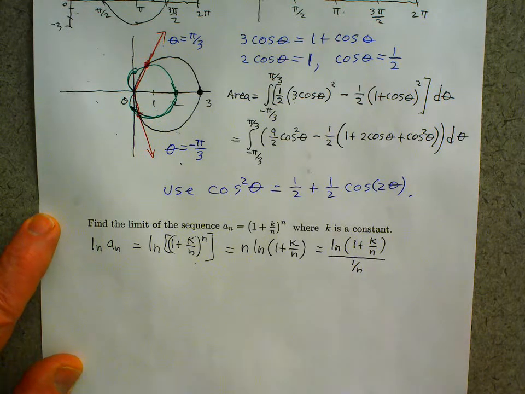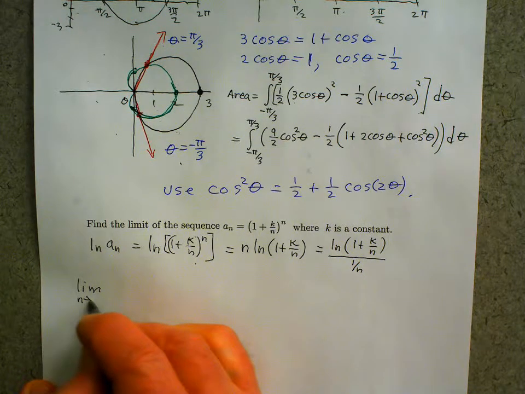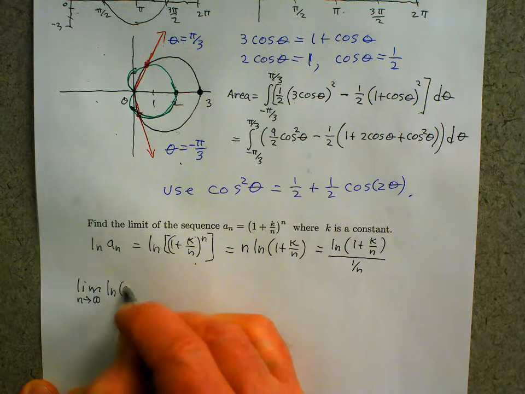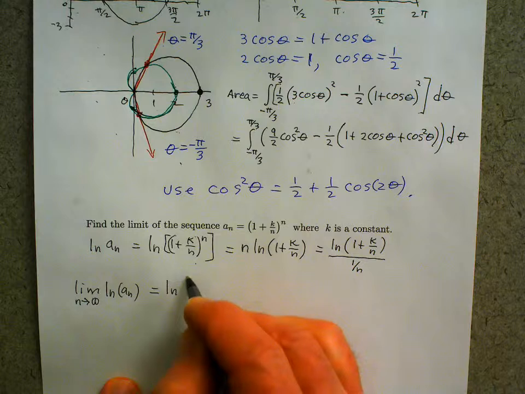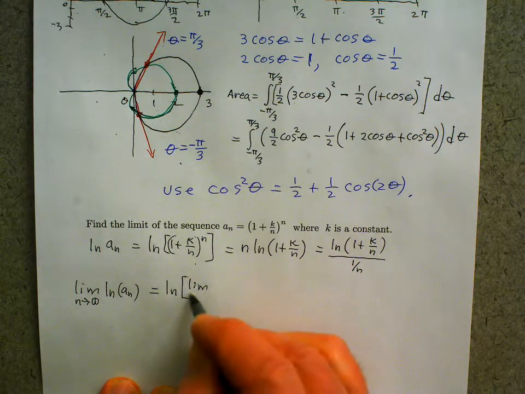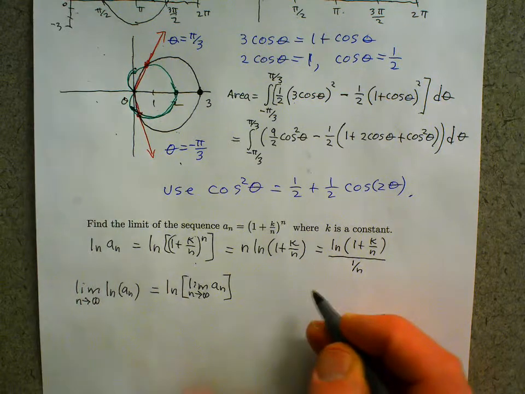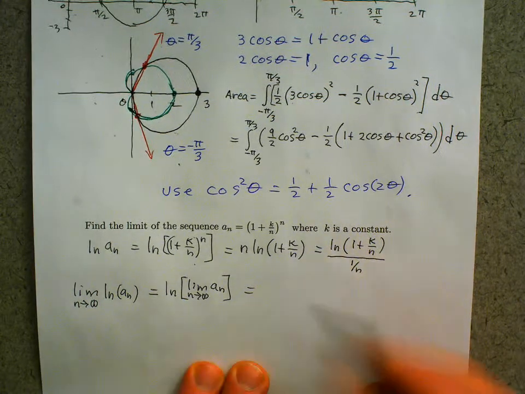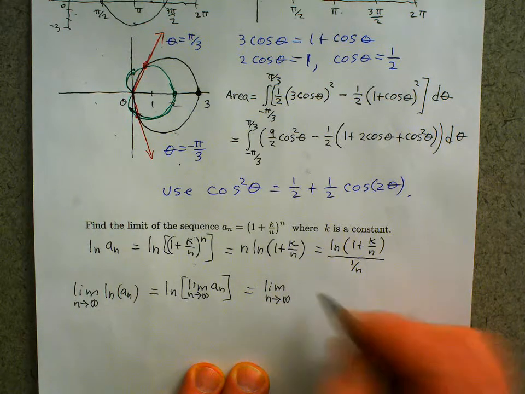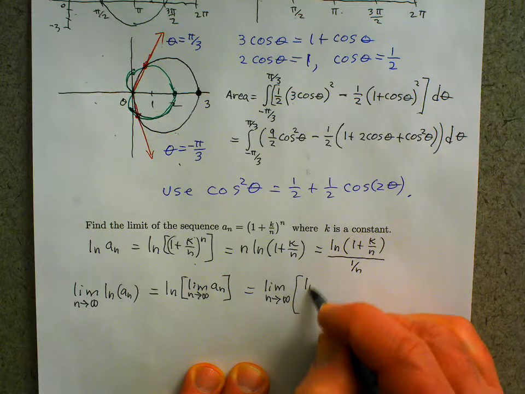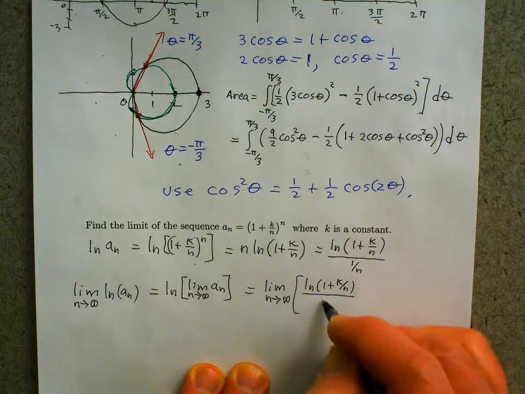And now we'll work on the limit. The limit as n approaches infinity of the natural log of a sub n. Well, that's just going to be the natural log of the limit as n approaches infinity of a sub n. And so we'll compute the limit as n approaches infinity of the natural log of 1 plus k over n, over 1 over n.